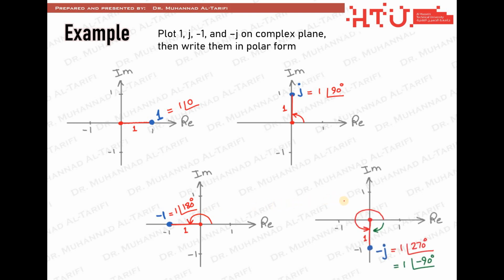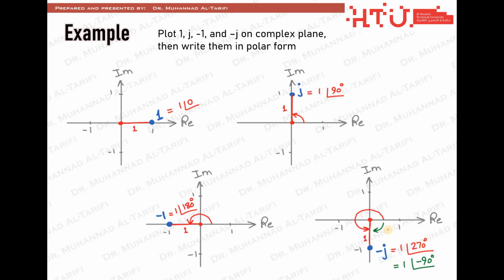Now to the last one here. Minus j equals 0 minus j1, which is this point. The magnitude is 1, and the phase it makes with the positive real axis counterclockwise is 270 degrees. So minus j in polar form is 1 at the phase of 270 degrees.